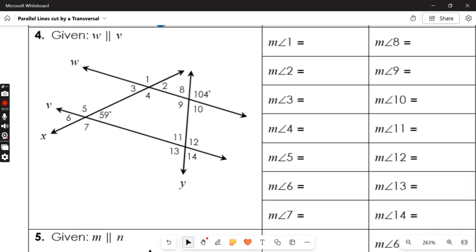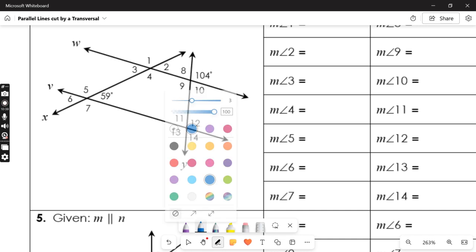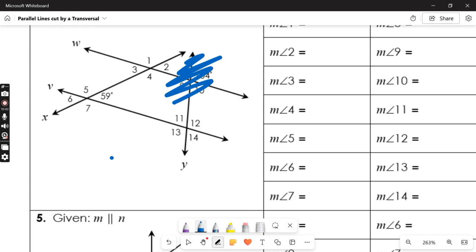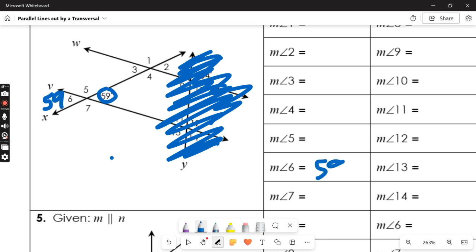Okay, now we have a little bit more going on here. Instead of just one transversal, we have two. So what I like to do is I like to cover up. Don't do this on yours, but I'm going to ignore this whole line for a second and just pretend like that other problem is what I have going on. So I have this angle right here that's 59. So angle 6 is 59. Angle 3 is 59 because it's corresponding to 6. And then angle 2 is 59.